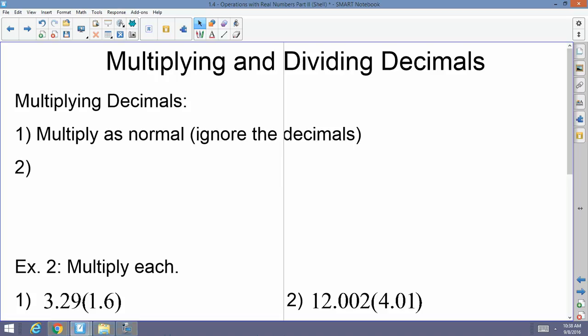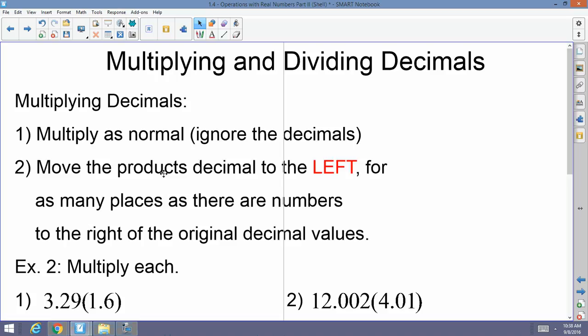Multiplying, you multiply as normal first. Second, once you're done and you've multiplied, move the product's decimal. First of all, what is the product? The answer to a multiplication problem. So move the product's decimal to the left for as many places as there are numbers to the right of the original decimal value.